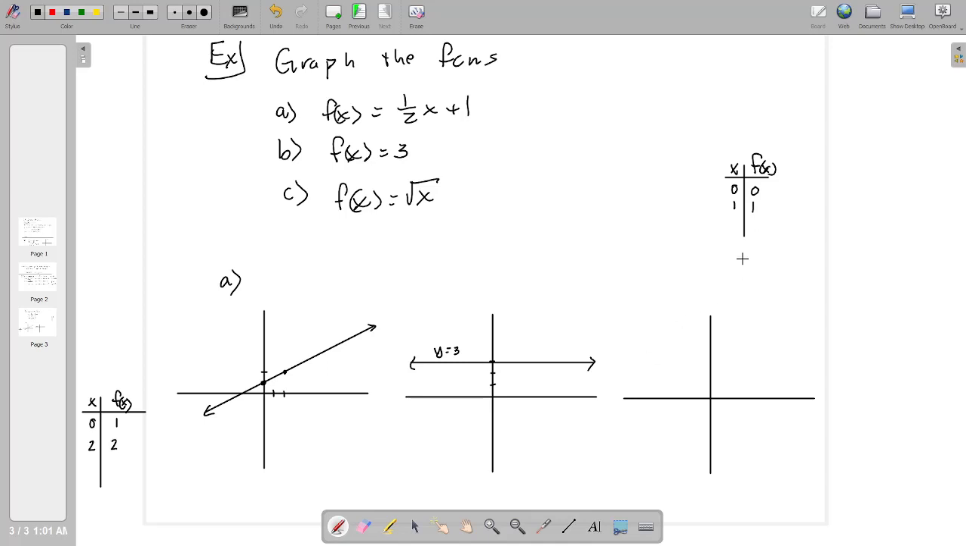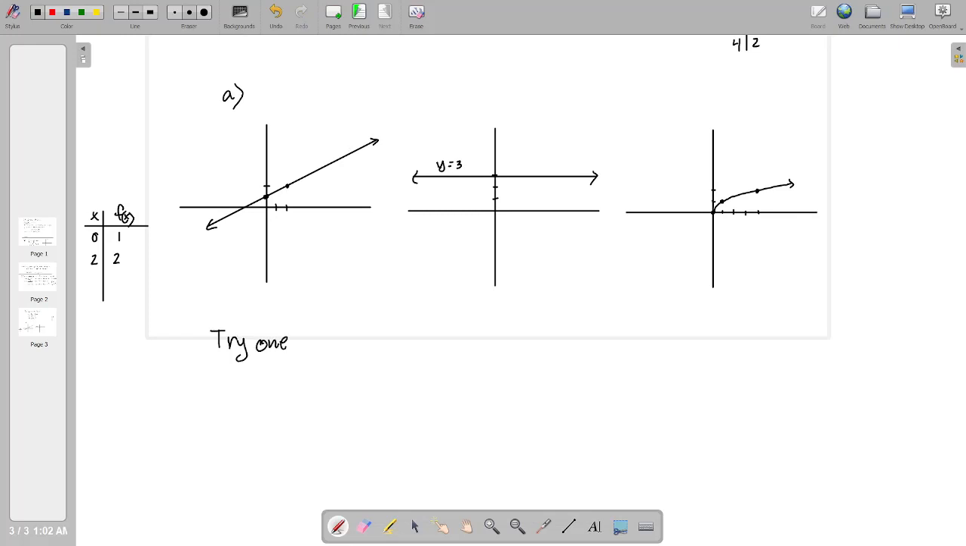Now instead of choosing 2 or 3, I'm going to skip straight to 4 because 4 has a nice square root. Whenever you're plotting functions, you want to keep the function in mind and try to choose x values that will go nicely into that function. So here, the square root of 4 is 2. So I get these 3 points, (0, 0), (1, 1), and (4, 2). So we get something that looks like this.